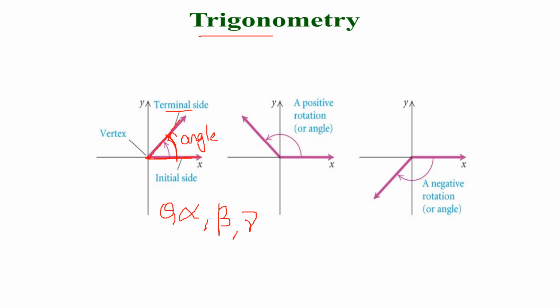One is a positive angle, another one is a negative angle. So it depends on the rotation. If the rotation is in the clockwise direction, we have a negative angle. In the anti-clockwise direction, opposite to clockwise, we have a positive angle. Same in the clockwise direction, we obtain a negative angle.